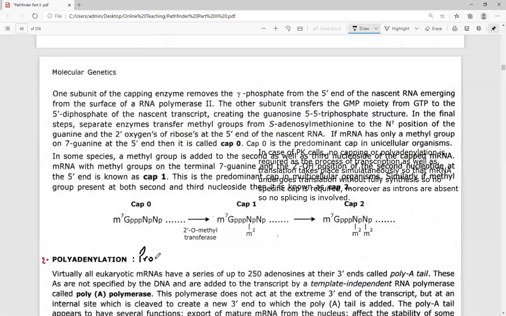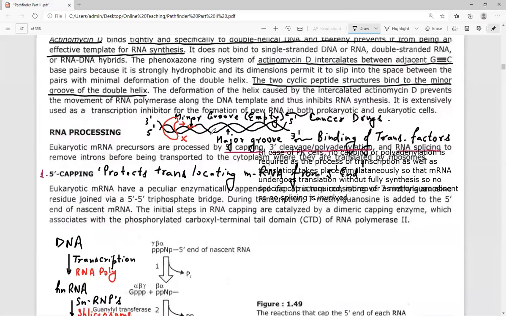So this provides protection to the mRNA at its 3' end. Okay, so 3' end protection is being provided to the mRNA through the process of polyadenylation.